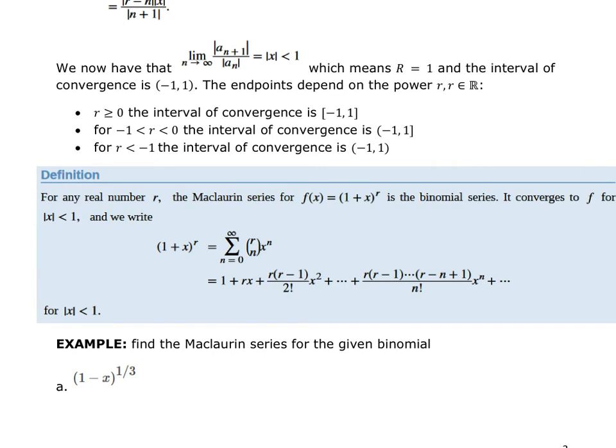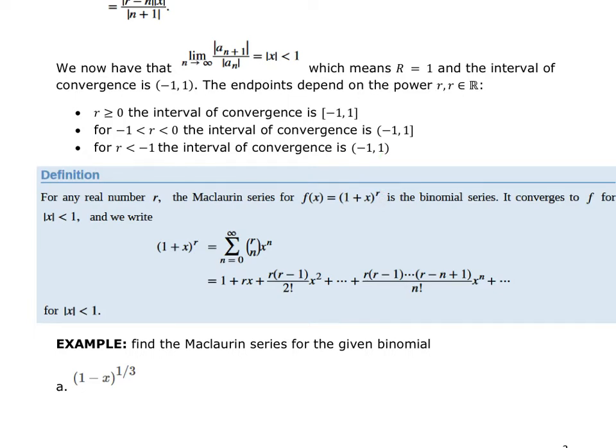So, for any r value greater than or equal to 0, the interval of convergence is inclusive of the endpoints. If r is between -1 and 0, not including 0, the interval of convergence includes the right endpoint. And if r is a negative number less than -1, then we know that the interval of convergence is non-inclusive on either one of the ends.